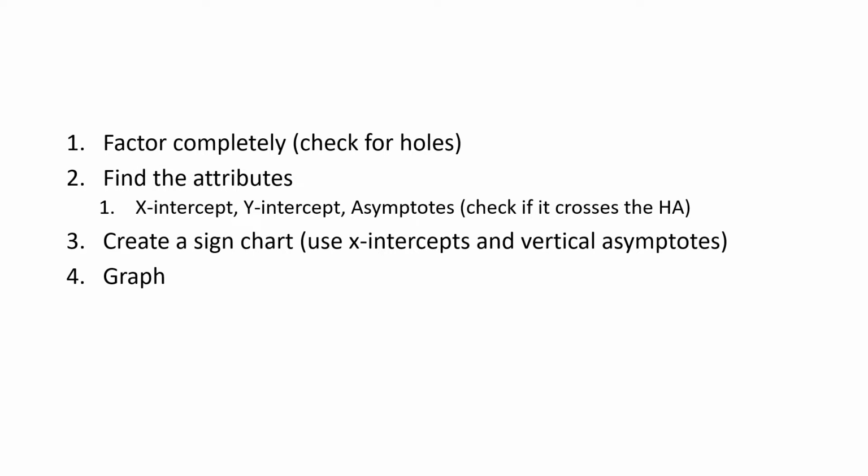In order to graph a rational function, these are the steps. First, factor completely so we can check for holes. Then find the attributes. Do not forget to check if the graph will cross the horizontal asymptote. Then create a sign chart, and then we're going to put it all together to come up with the graph.